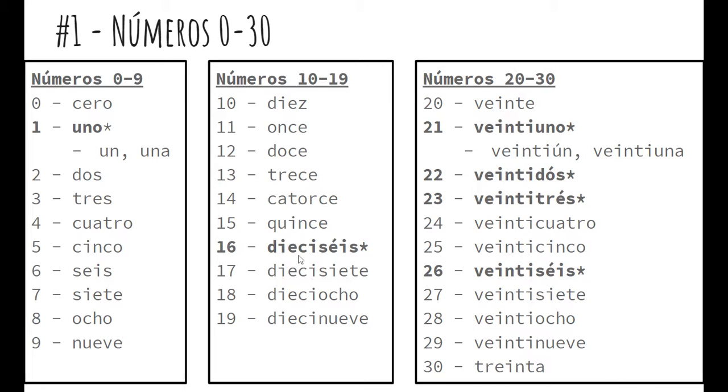So you'll notice there is 16, 22, 23, and 26, at least in their main name form, have accents. The trick for remembering those is the ones that end with S, starting with your teens. Teen numbers are going to have the accents. Then also on top of that, 21 also has an accent.